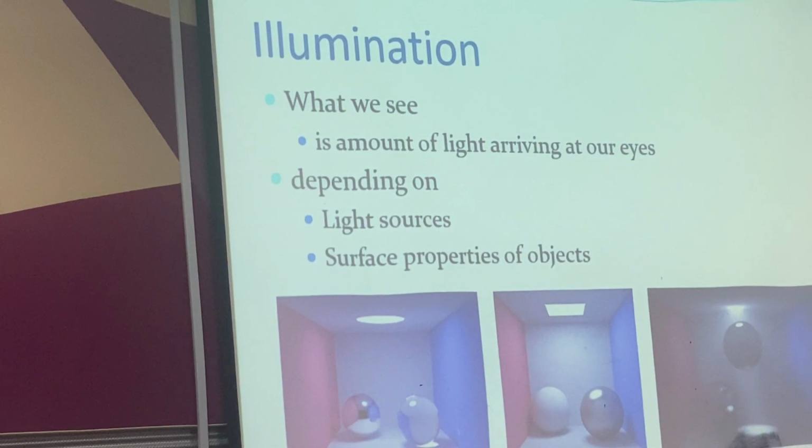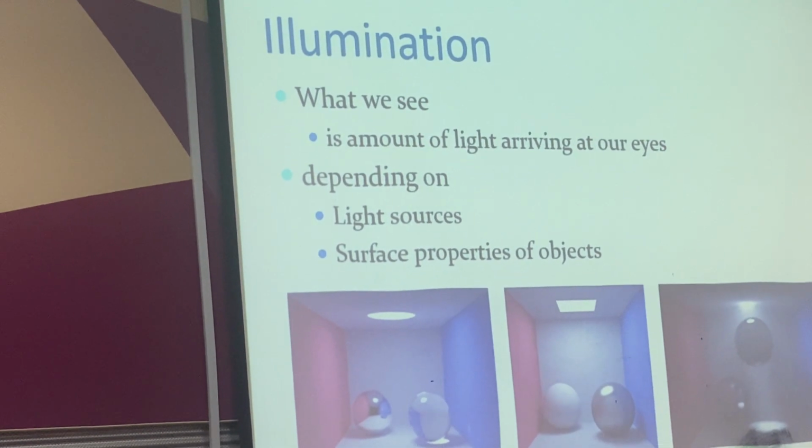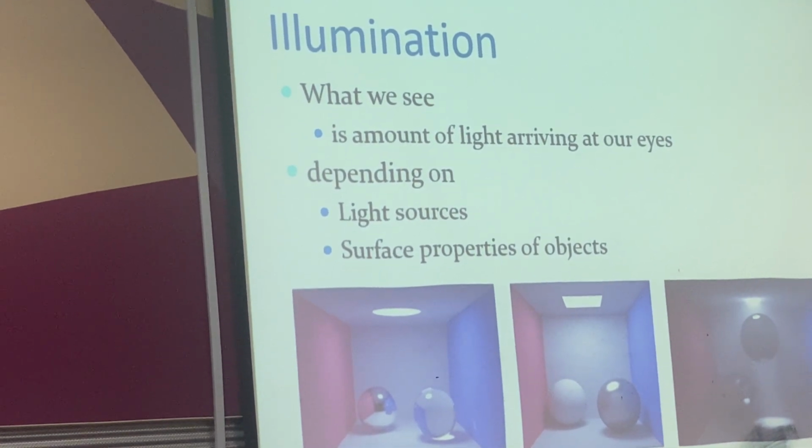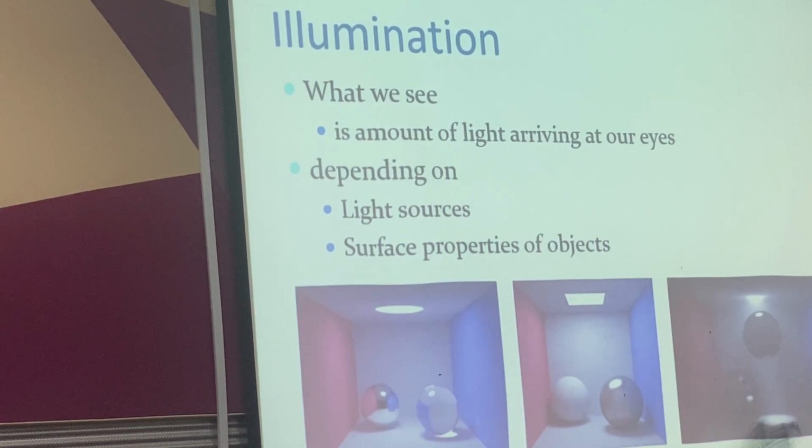What we can see with our eyes depends on the amount of light that comes to your eye. If there is no light to your eye, close all the lights here, no sunlight, night, you cannot see anything.